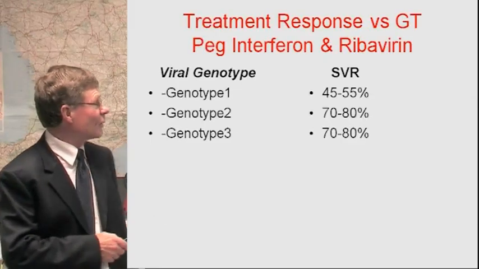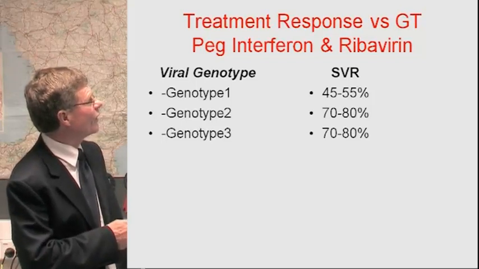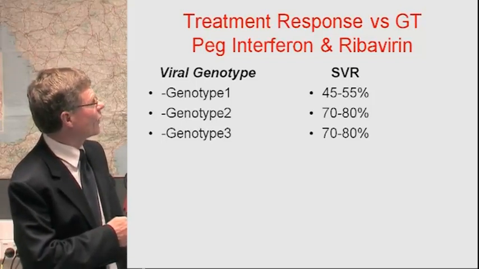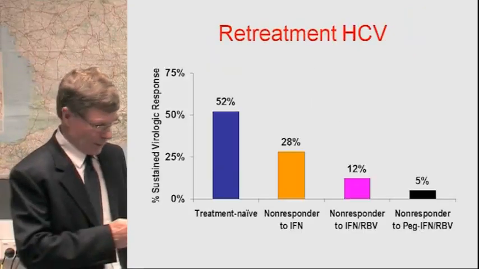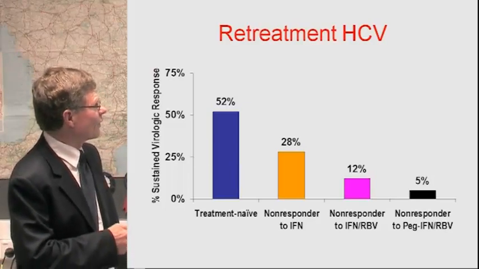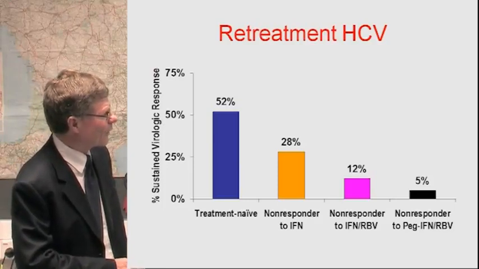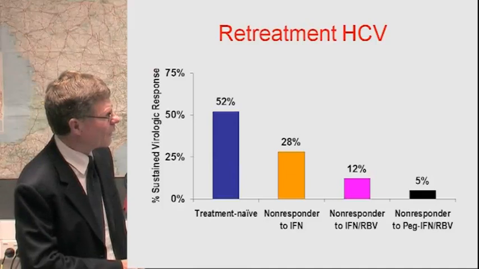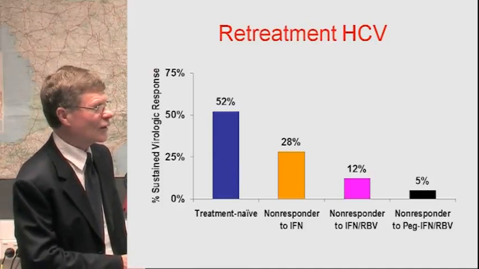Right, treatment for hepatitis C. This is the current treatment with the PEG interferon and ribavirin. You can see your response rate is very genotype dependent. If you fail treatment, is it any use treating again? Well, there's 52% response for naive patients. If you've had non-responder to the standard interferon or standard interferon and ribavirin, may be worthwhile, but it's no good if you've had PEG interferon and ribavirin. Waste time doing it again.